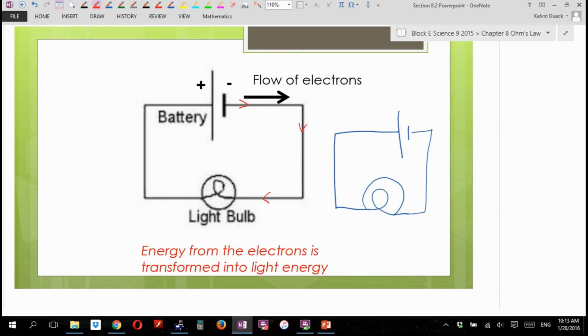We make that wire in the light bulb really thin, and Mandy, the electrons bump into a lot of atoms, and they give off so much heat that the wire glows white hot. Light bulb. That's how they're created. Okay. So energy from the electrons is transformed into heat and into light energy.